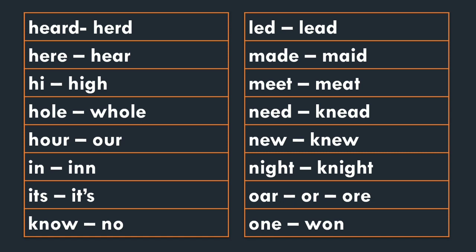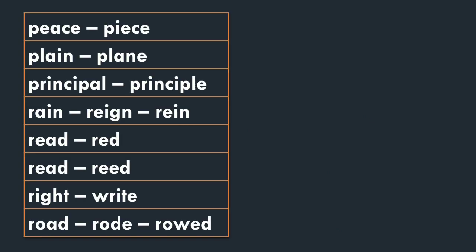Okay. Next is ONE and WON. Its pronunciation is won. So ONE is a number and WON is the past form of the verb WIN. Next pair of homonyms is peace, PEACE and PIECE. PEACE is a period where there is no warlike situation between two countries. And PIECE means bits of something, small bits of something that you make.